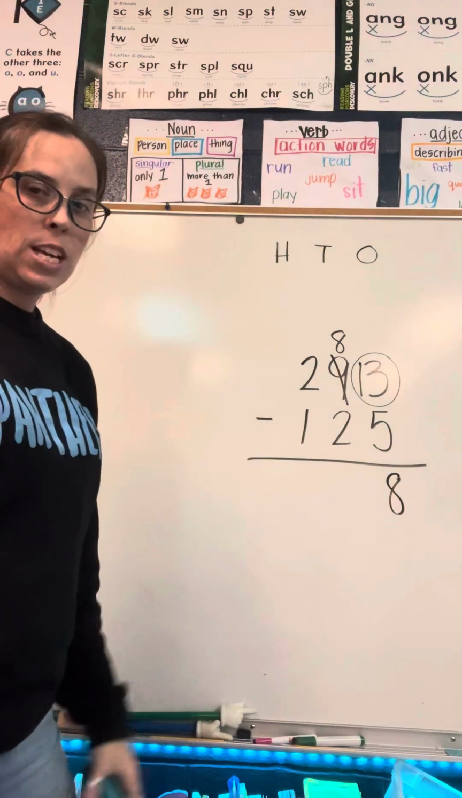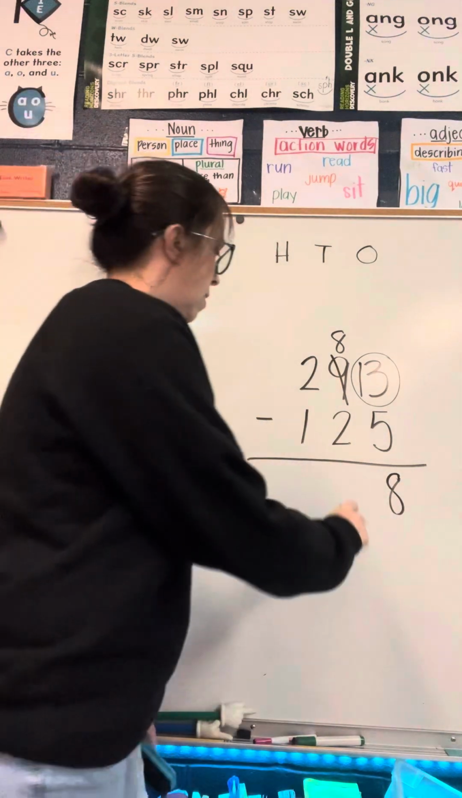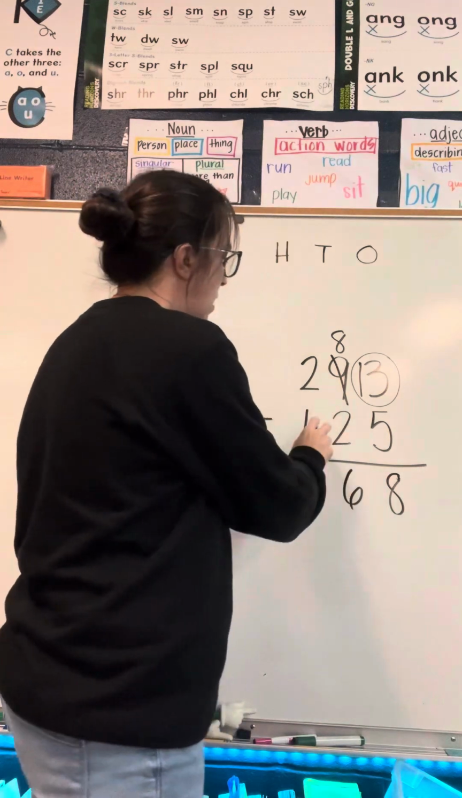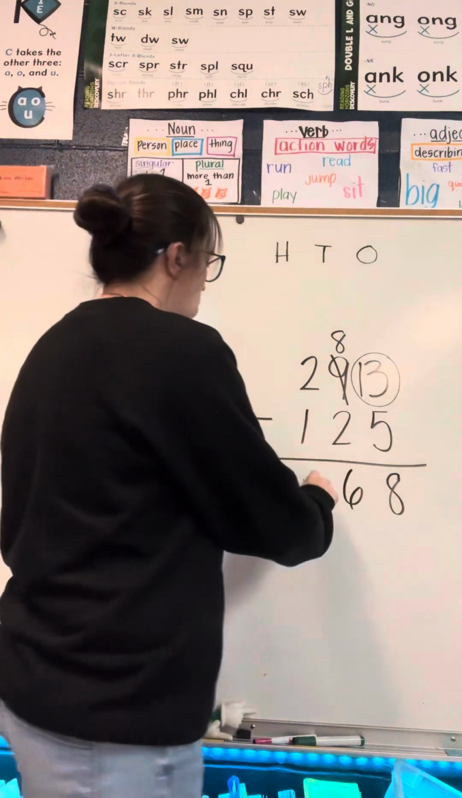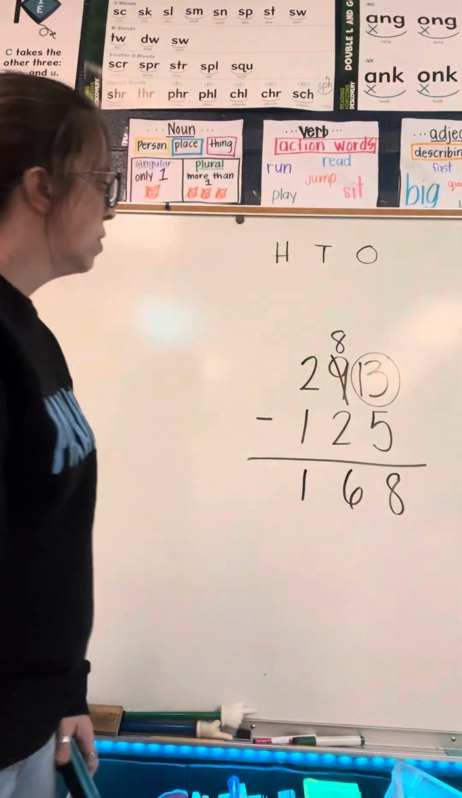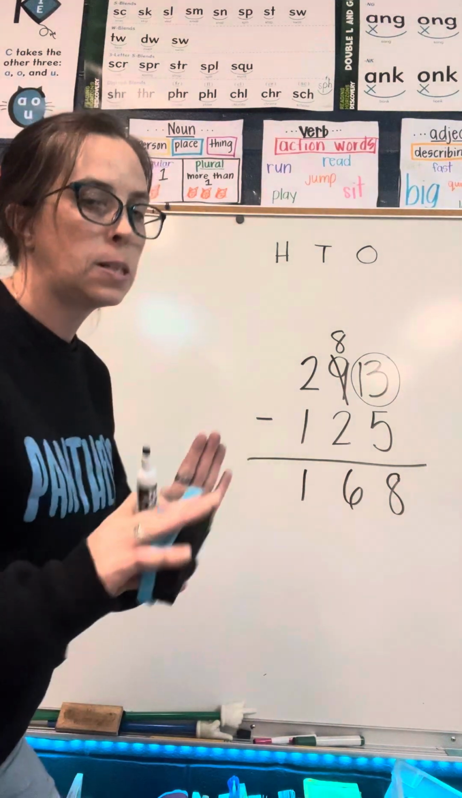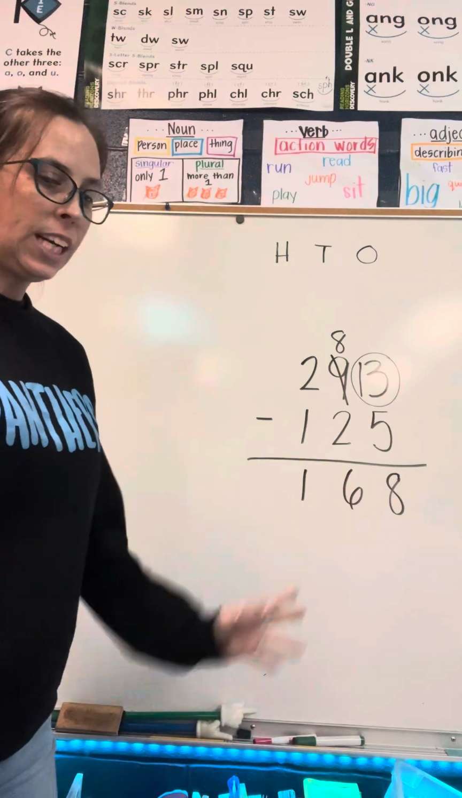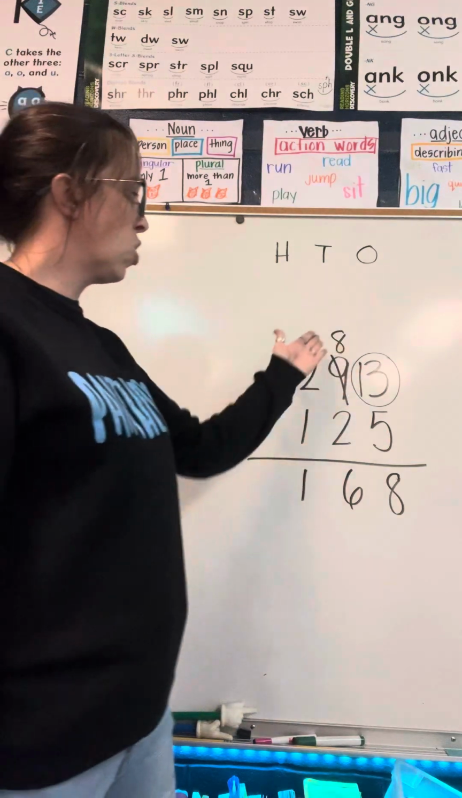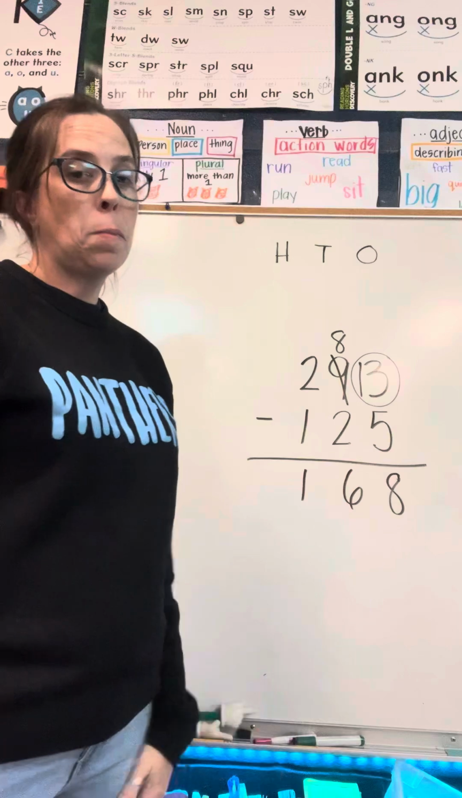8 minus 2 is 6. And 2 minus 1 is 1. Very nice. If you got that one, great. If you didn't, no worries. Do you see where you did it incorrectly? Maybe we can fix it.